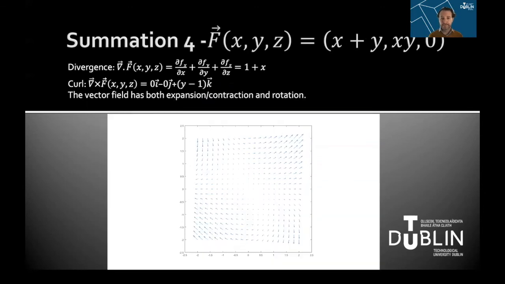And lastly, x plus y, xy, and 0 for the z part. This had a divergence of 1 plus x. So the divergence changed from expansion to contraction for different values of x. And a rotation or a curl of not i, not j, y minus 1 k. So that field has expansion, contraction, and rotation. So it's complex. And that's what I'm looking for when asking, what does the flow field look like? These kinds of broad statements are what I'm looking for.